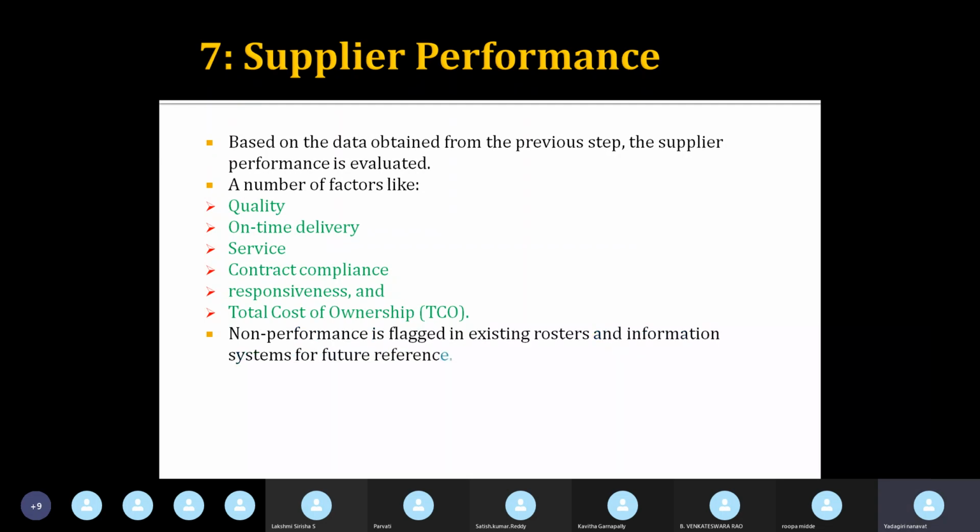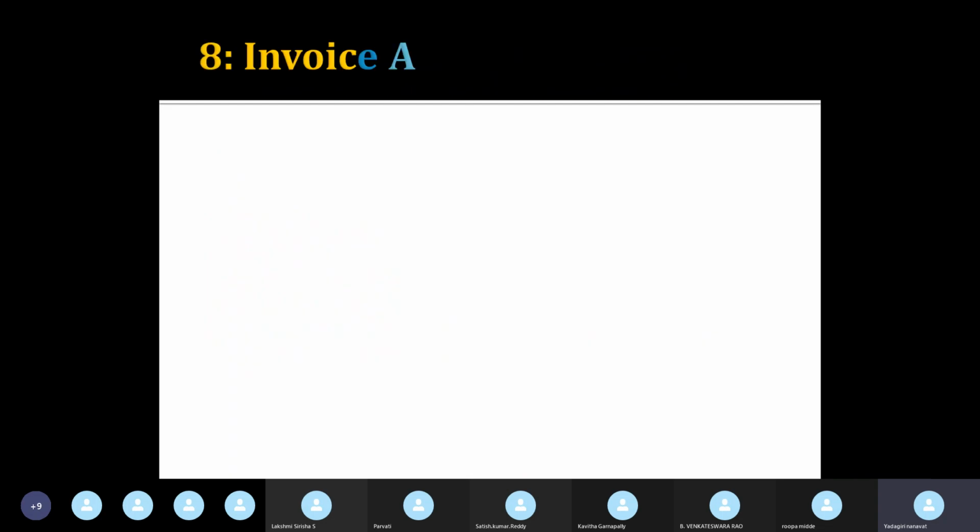Non-performance is flagged in existing rosters and the information system for future reference.